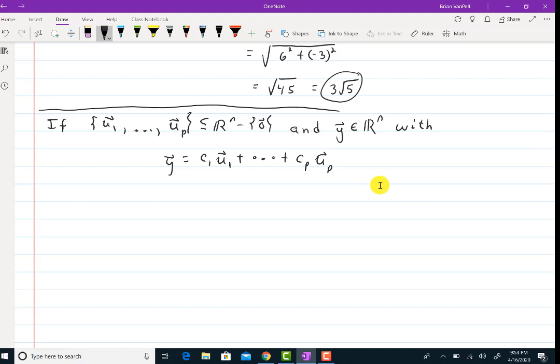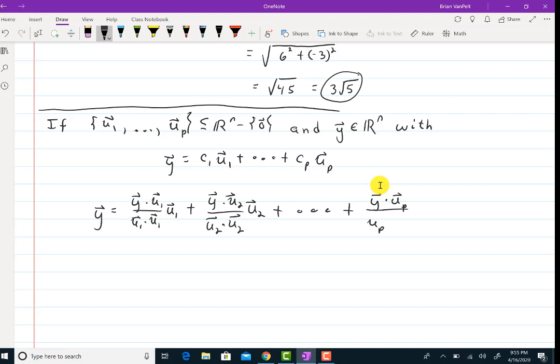We already know what all those are going to equal. Let me give myself some more space. The c1 is y dot u1 over u1 dot u1 plus y dot u2 over u2 dot u2 times u2 plus dot dot dot plus y dot up all over up dot up times up. And we just did all this.